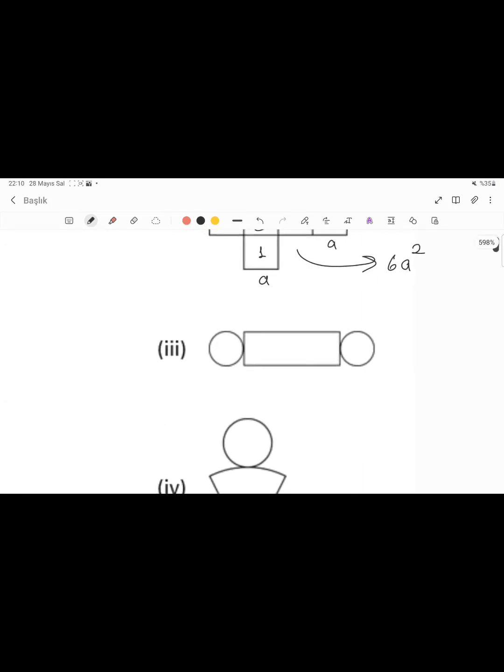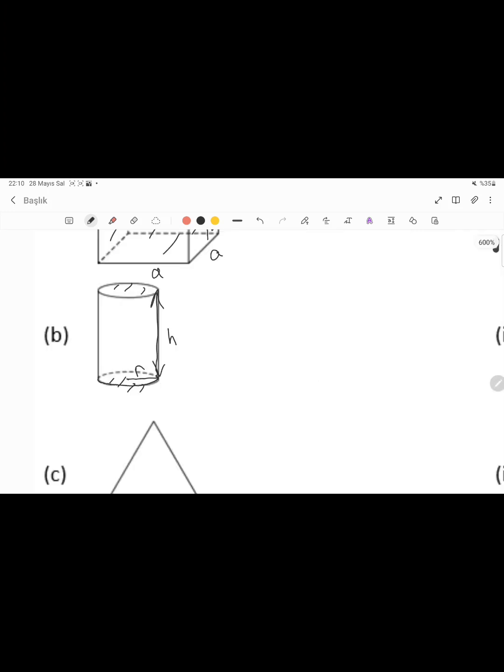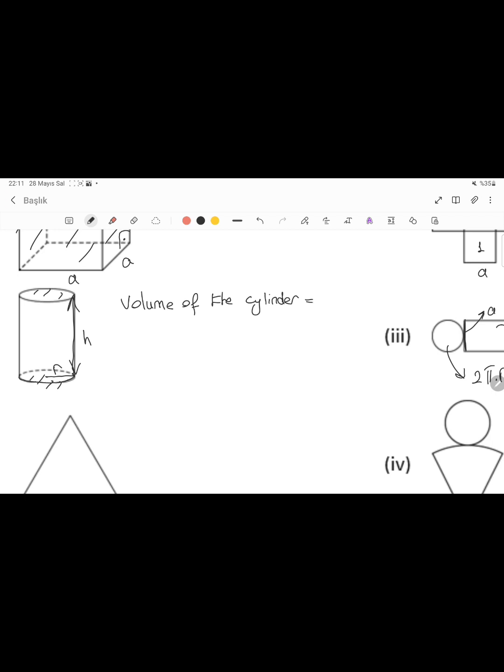The perimeter of each base circle equals the short side of the rectangle. The perimeter of each base circle is equal to 2 times pi times r, and the short side of the rectangle is A, so 2 times pi times r is equal to A. The volume of the cylinder is equal to pi times r squared times h.